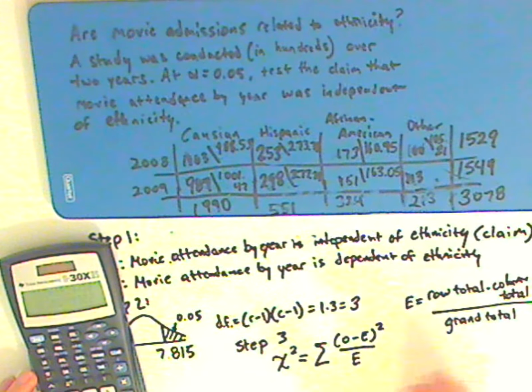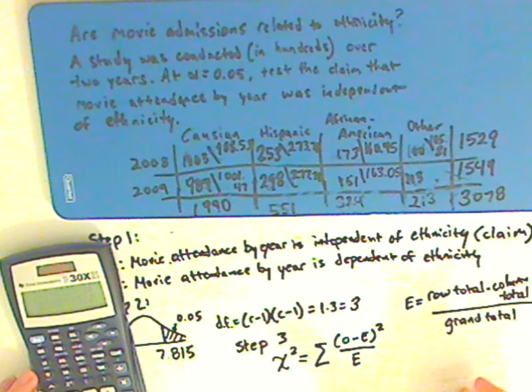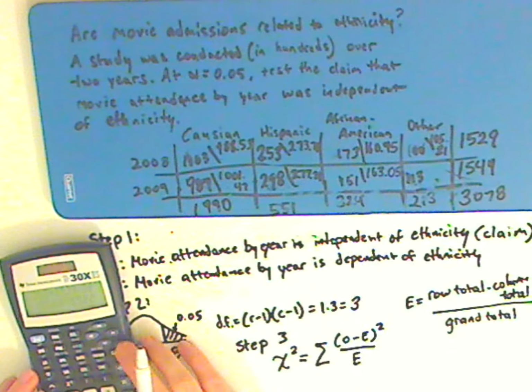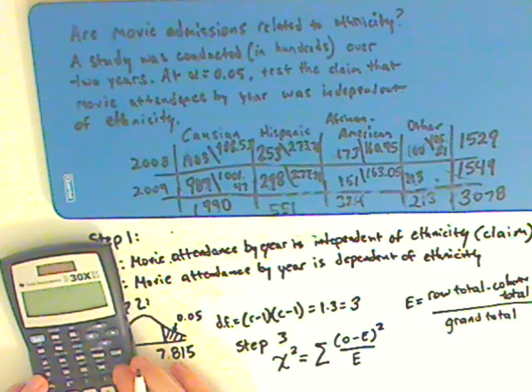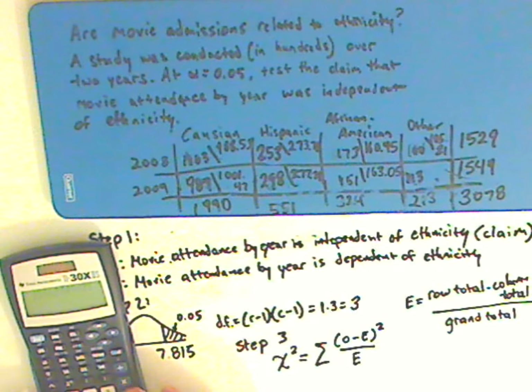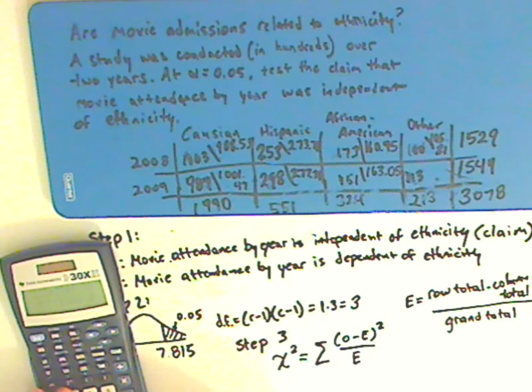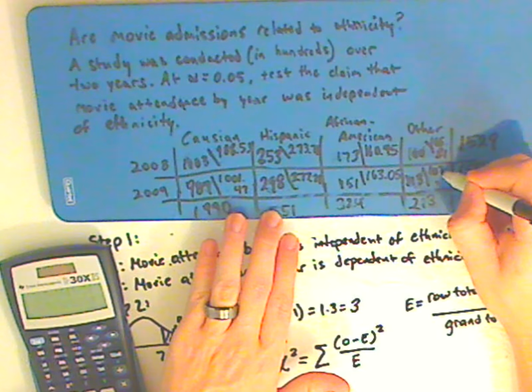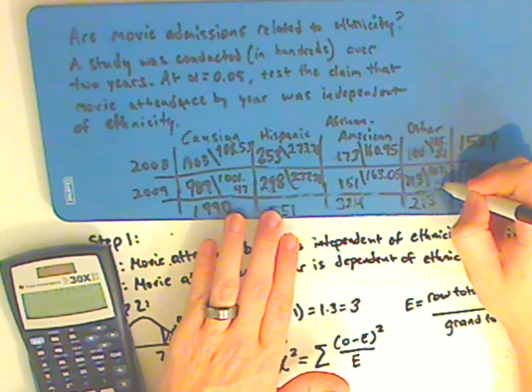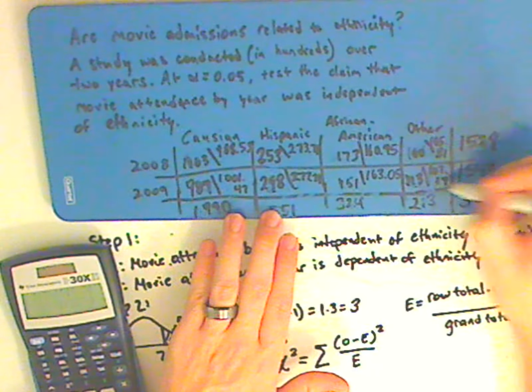On the calculator, I'm getting 105.80799, whatever. 213 times 1,549 divided by 3,078 gives me 107.19.